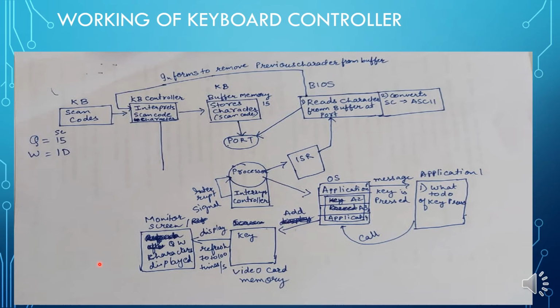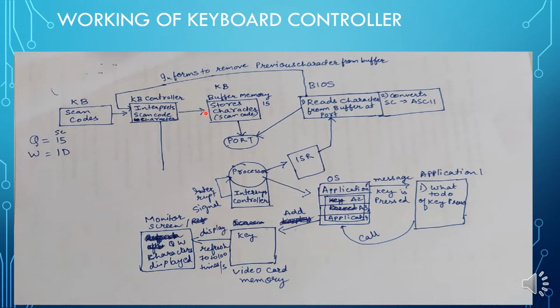Now here is a small diagram, or you can say a flow, of how your keyboard controller is working. When any key is pressed, for example Q, the scan code is 15. When any key is pressed, it will be sent to the keyboard controller. The keyboard controller interprets the scan code, meaning it converts the character to a scan code.